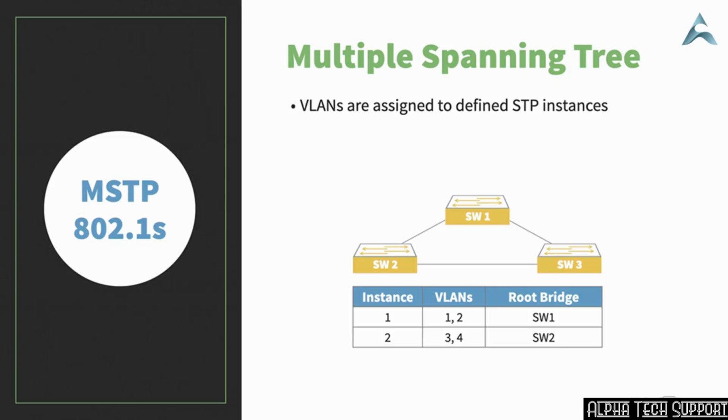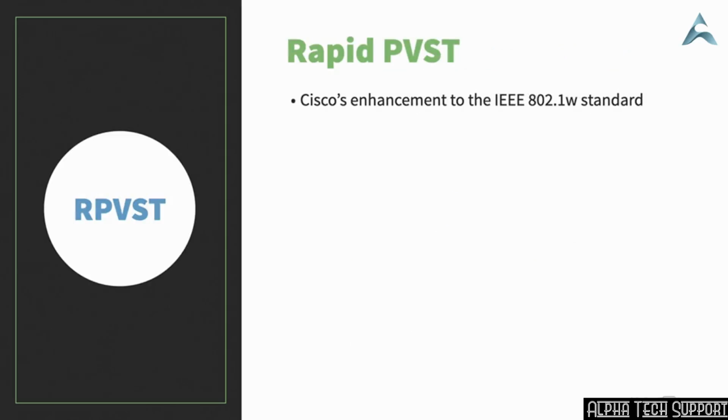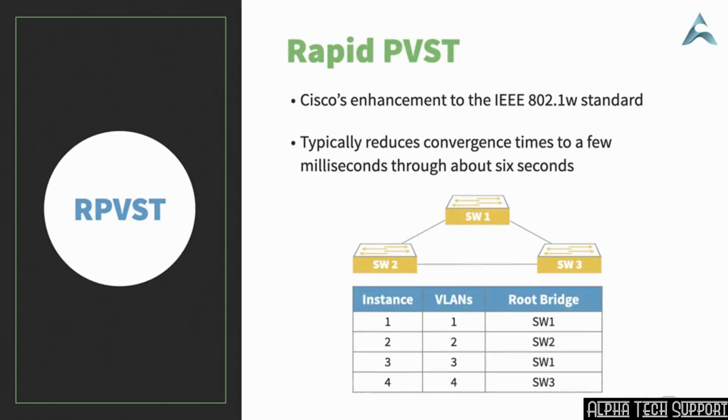However, I would prefer a faster version of PVST, and that's Rapid PVST. Rapid PVST is Cisco's enhancement to the IEEE 802.1w standard. That's going to help us converge much quicker than the 50 seconds that we discussed earlier. In fact, depending on how the failure happens, the convergence time might be anywhere between a few milliseconds to about 6 seconds at a maximum. So personally, if I'm using a modern day Cisco Catalyst switch, this is my go-to version of spanning tree protocol.